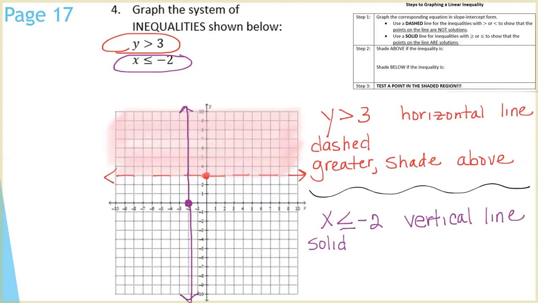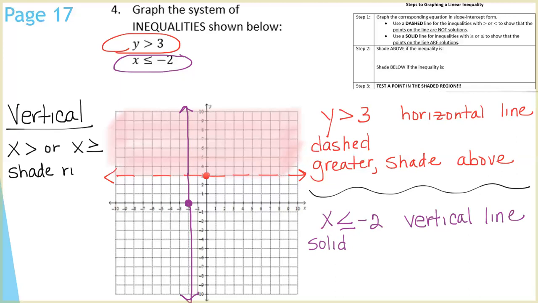And then in your notes, write this down for vertical lines, because a vertical line, there is no such thing as above and below for a vertical line. So write this in your notes. If it's a vertical line, that means if you have x greater than, or x greater than or equal to, then you're going to shade on the right. But if it's x is less than, or x is less than or equal to, we're going to shade on the left. So when we're talking about a vertical line, it's not above and below, it's left and right. So for this example, because it's a less than, we're going to shade on the left of the purple line. So we're going to shade the left side.